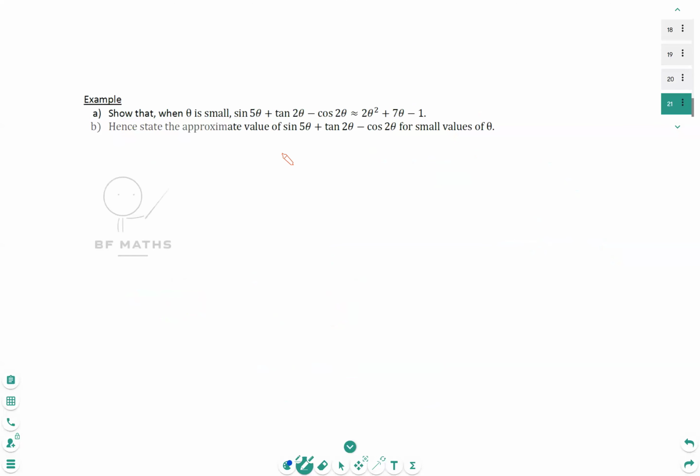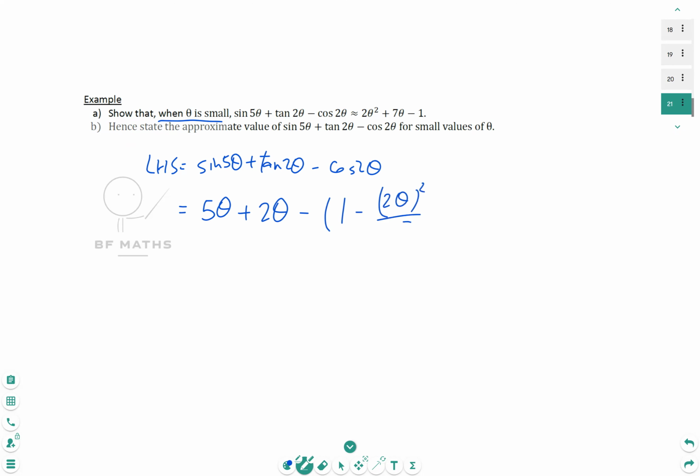Okay. Now, if you want to have a go at this example, feel free to try it. But if you still want to listen and you're not too confident, then you can go on. Right, example A. Show that when theta is small, again, the question is here, theta is small, so use small angle approximation. Sine 5 theta plus tan 2 theta minus cos 2 theta approximates to 2 theta squared plus 7 theta minus 1. So left-hand side equals sine 5 theta plus tan 2 theta minus cos 2 theta, which is, sine 5 theta roughly equals 5 theta, tan 2 theta is 2 theta, but cos 2 theta is 1 minus (2 theta) squared over 2.